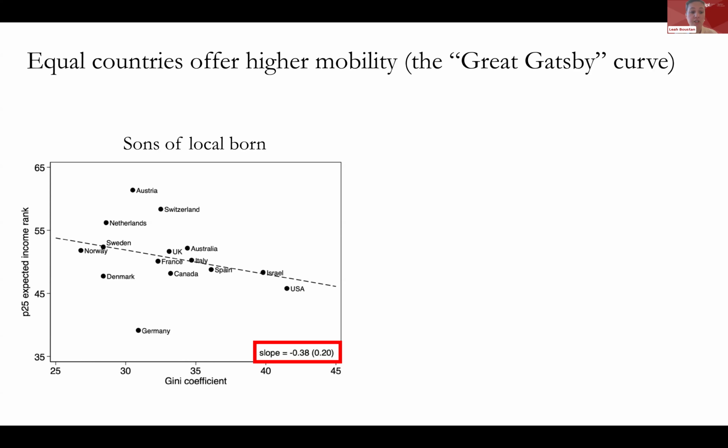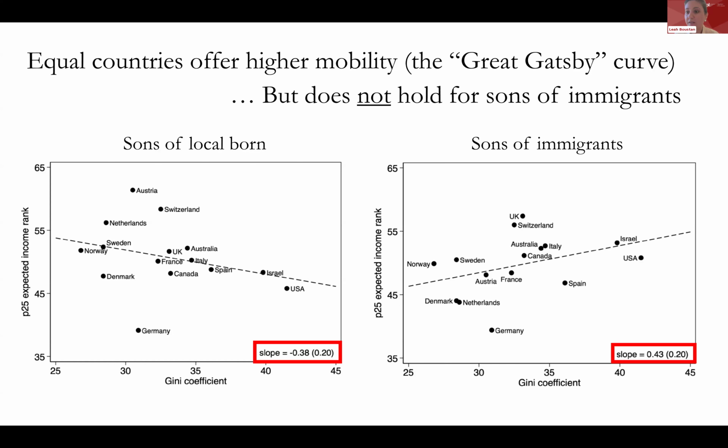So this downward sloping relationship between the Gini coefficient and upward mobility has been called the Great Gatsby curve. That's true for the sons of locals, but it's completely opposite for the sons of immigrants. And so it was this pattern that also suggested to us that what we might be observing here is something having to do with the sets of institutions at the education and labor market level that support upward mobility and income compression for locals, but seem to be inaccessible or where there are barriers created that prevent access for the sons of immigrants.